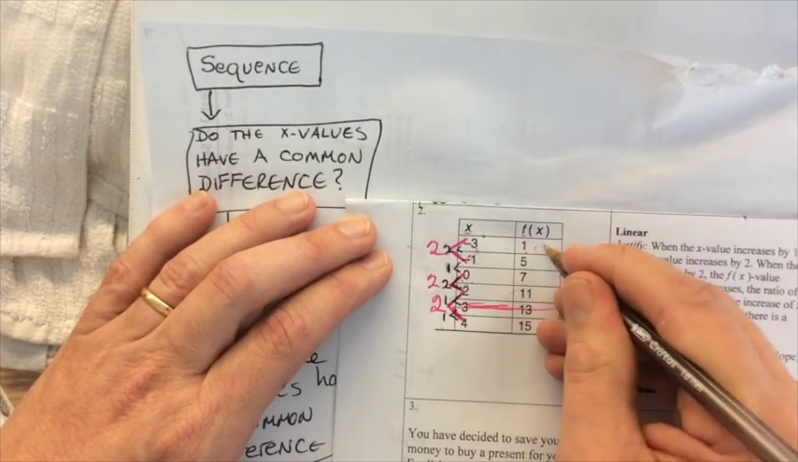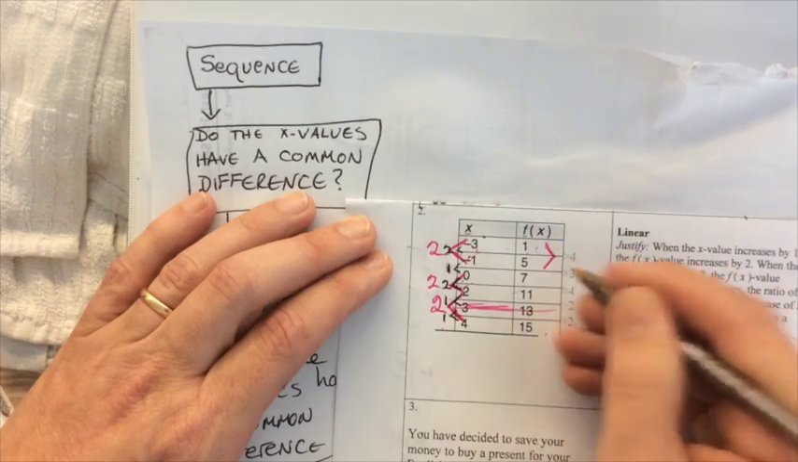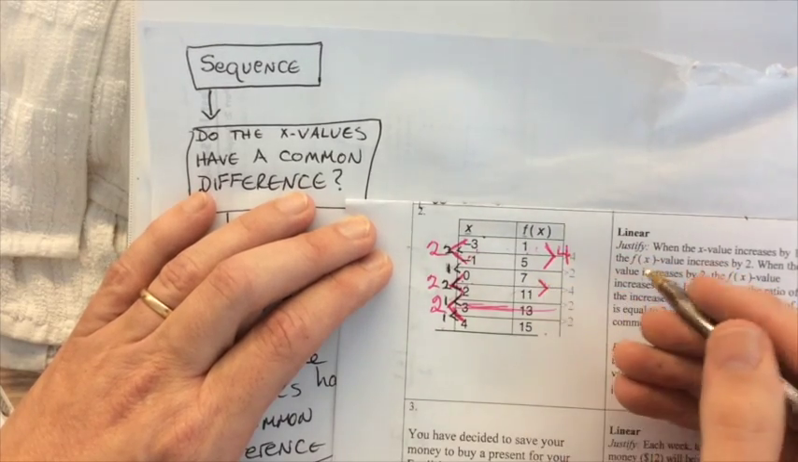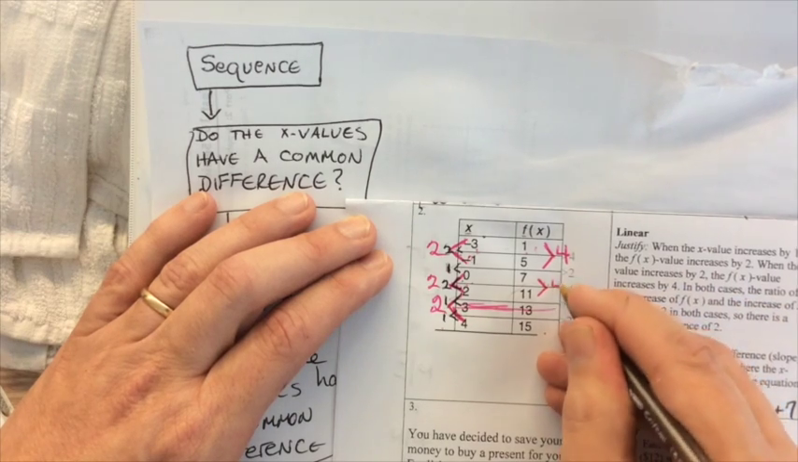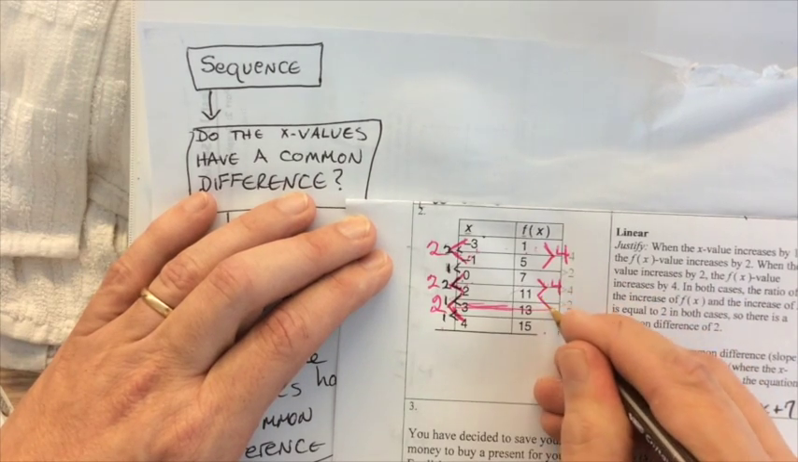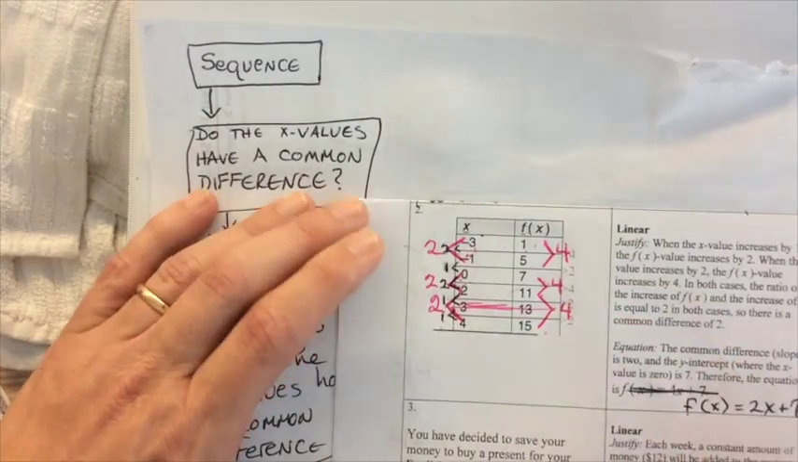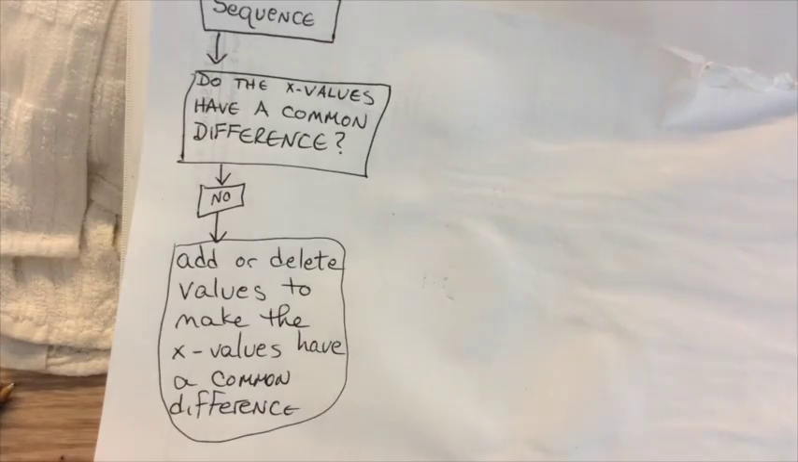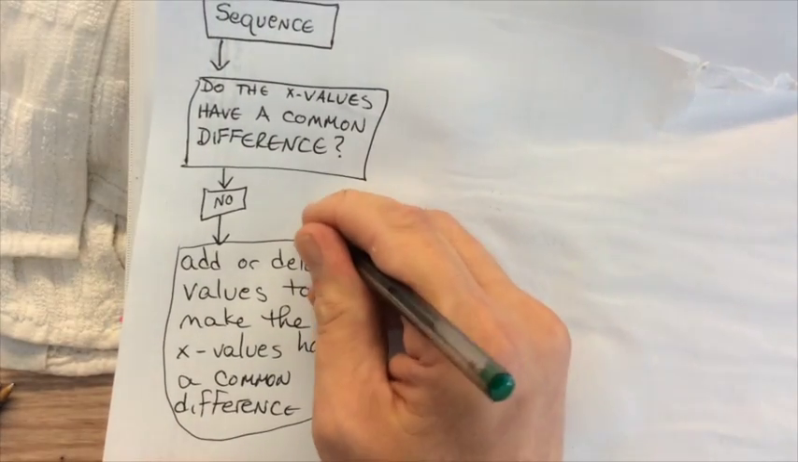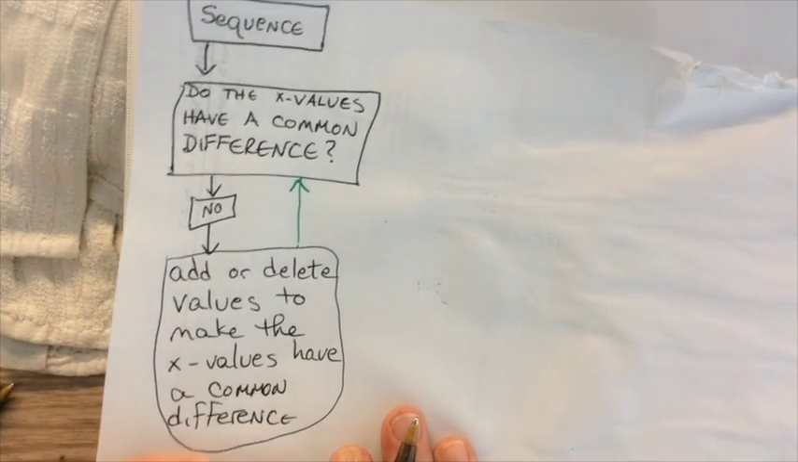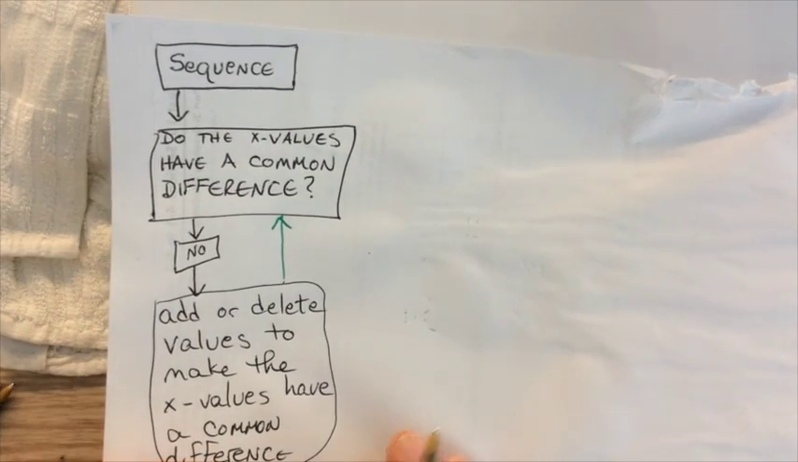What's the difference from 1 to 5? 4. What's the difference from 7 to 11? 4. What's the difference between 11 and 15? 4. So what you're doing here is, if the answer is no, then you add or delete some things to try to make the differences the same for all the x values.